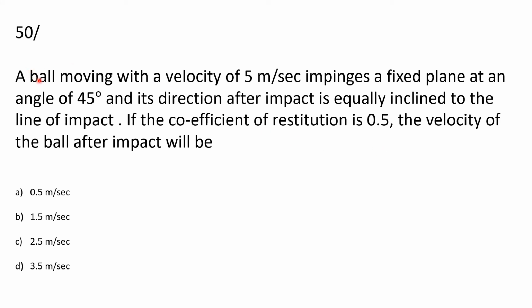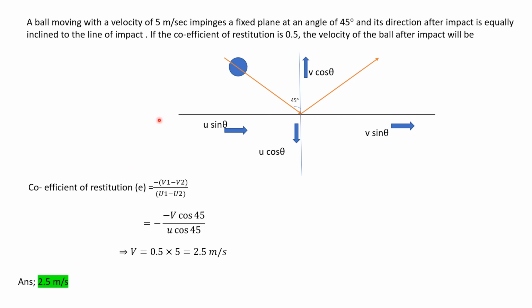Then a ball moving with a velocity of 5 meter per second impinges on a fixed plane at an angle of 45 degree and its direction after impact is equally inclined to the line of impact. If the coefficient of restitution is 0.5, the velocity of the ball after impact will be. And the options are 0.5 meter per second, 1.5 meter per second, 2.5 meter per second and 3.5 meter per second.